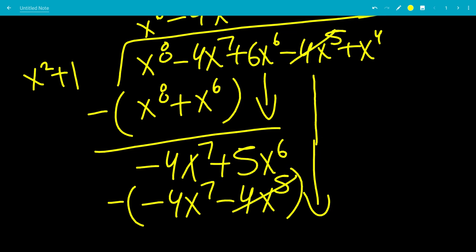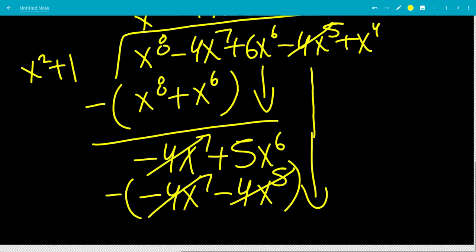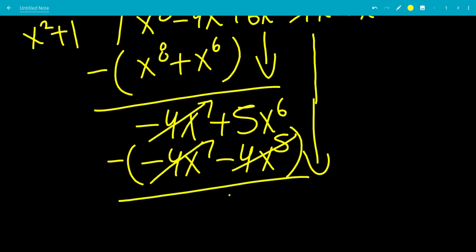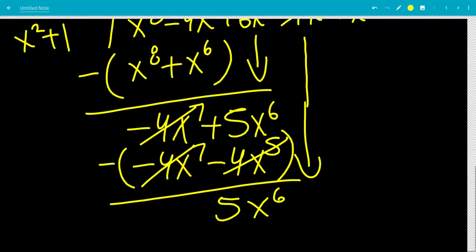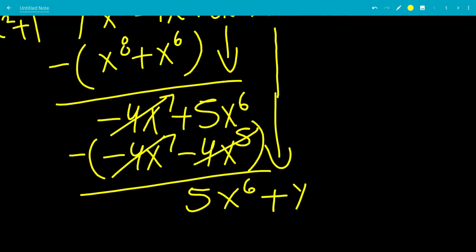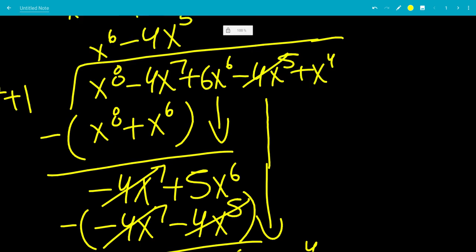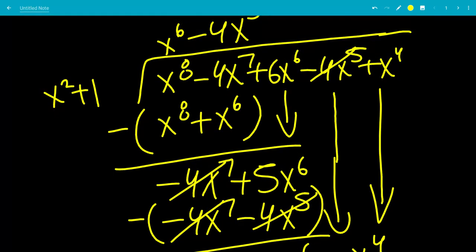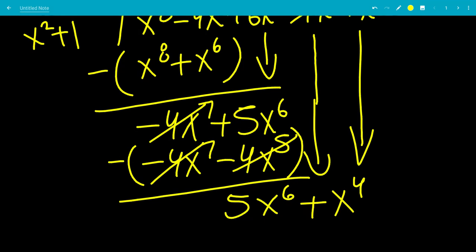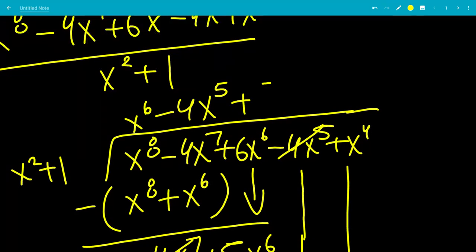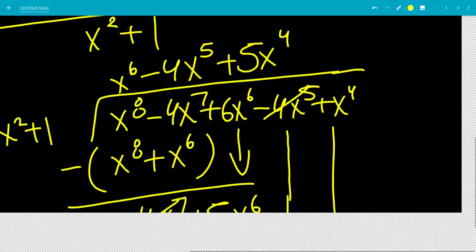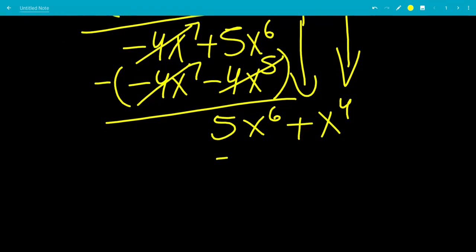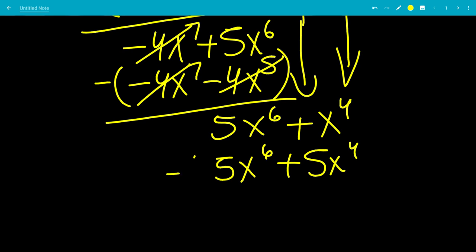Okay, good. Now this will cancel because they're opposite signs. So 5x to the 6th will just come down, and then we'll have plus x to the 4th. Now we need to multiply x squared plus 1, x squared by 5x to the 4th to get 5x to the 6th. So we multiply that back in, we get 5x to the 6th plus 5x to the 4th, and we subtract both.